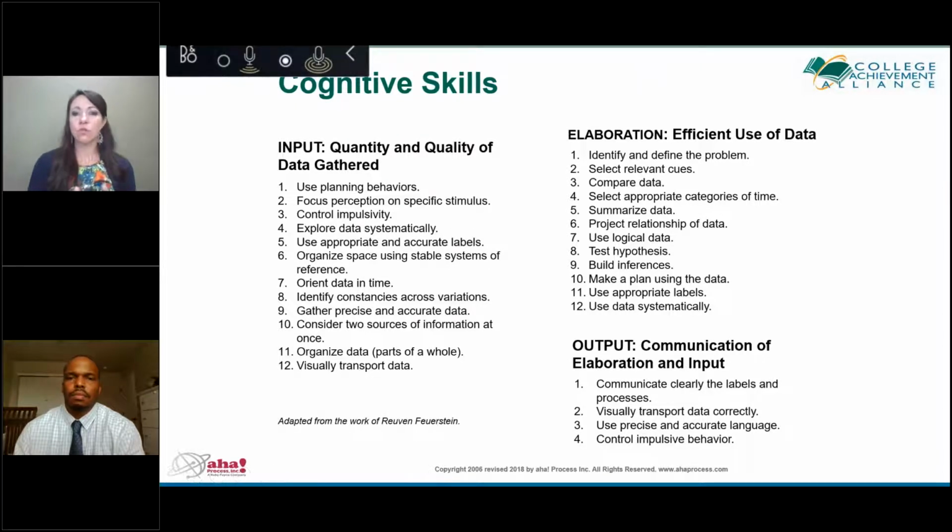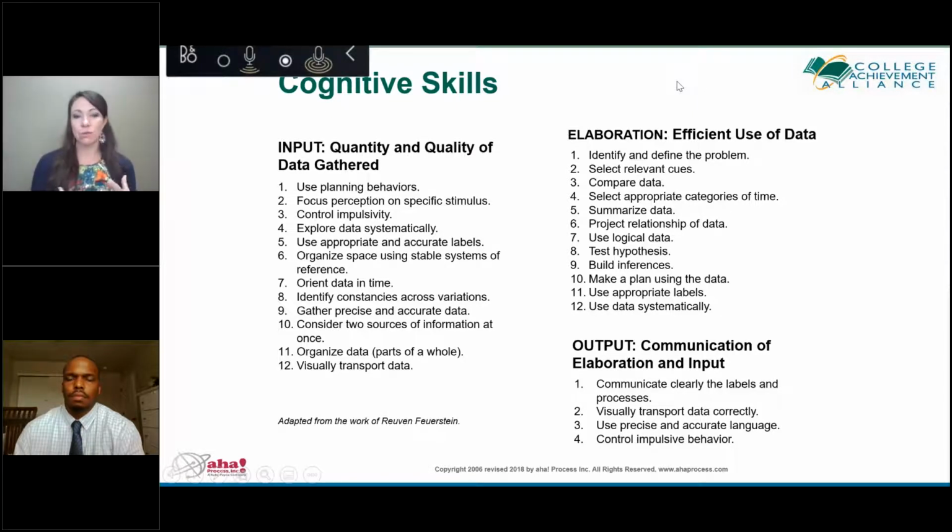And so our students are missing the input skills, which is why everybody's like, time management. My students don't know how to plan. My students don't know how to figure stuff out. They don't know how to organize. They don't know how to focus. And a lot of our students say, I just can't focus. I've never been able to focus.